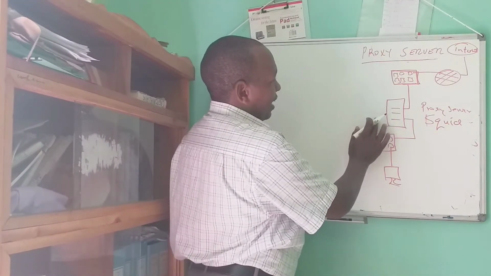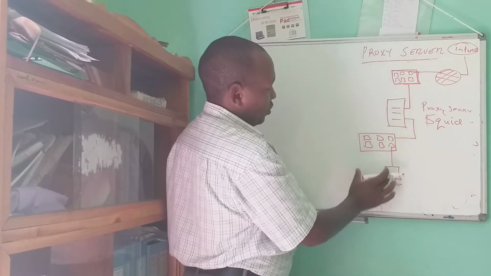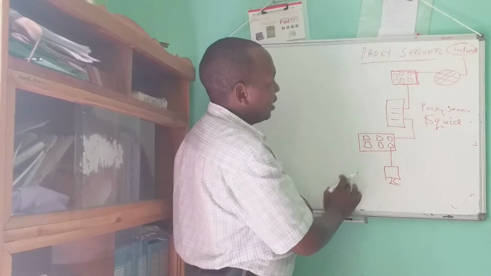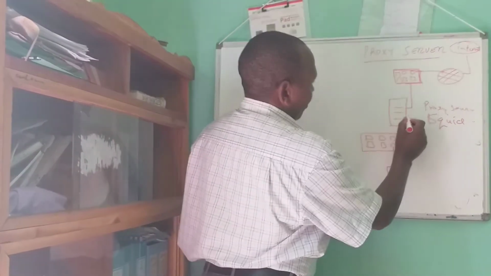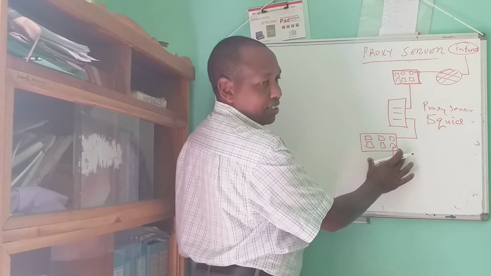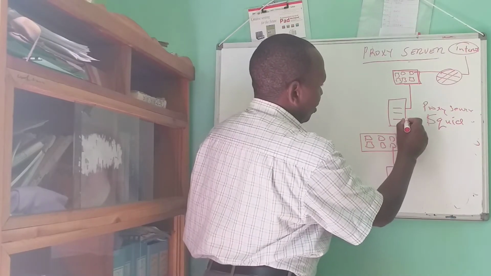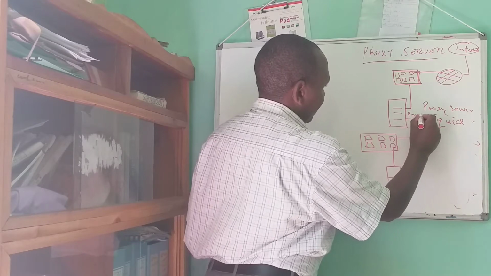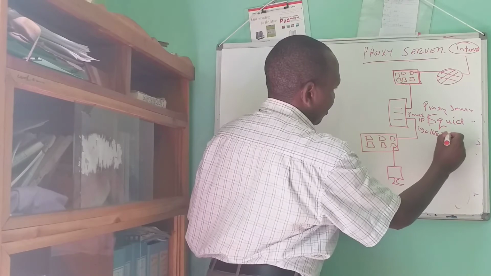So this proxy server will be acting as an intermediary between all the computers within your local area network and the internet. Now, the interface that looks towards your internal network will have a local IP, what we call a private IP, like 192.168.0.1.